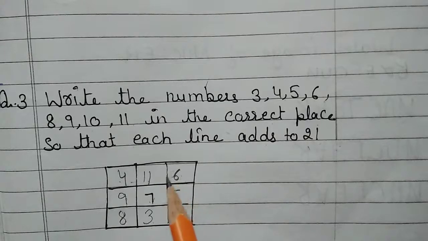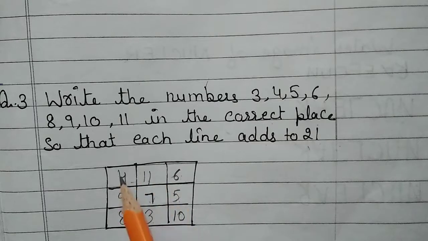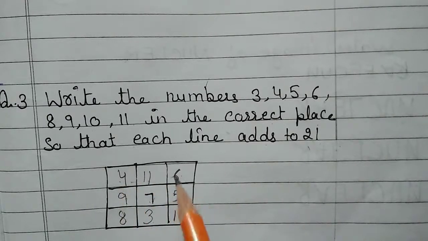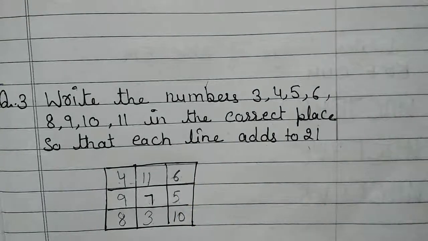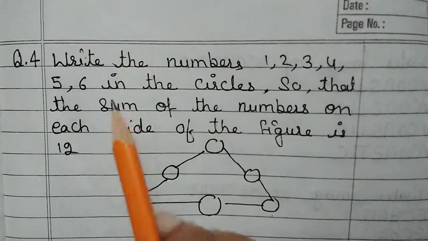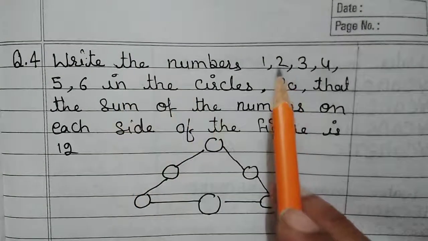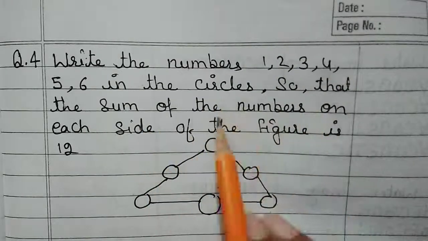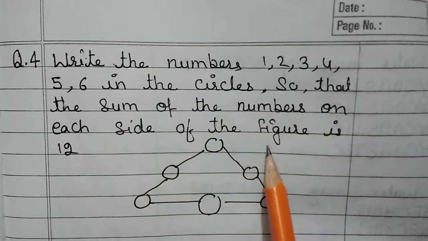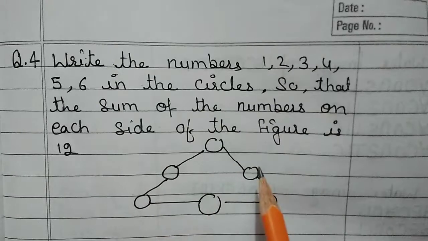21. So now all the sides have the sum 21. In this way we have to solve this question. Now move to the fourth question. Our fourth question is write the numbers 1, 2, 3, 4, 5, 6 in the circles so that the sum of the numbers on each side of the figure is 12. This is the given figure.